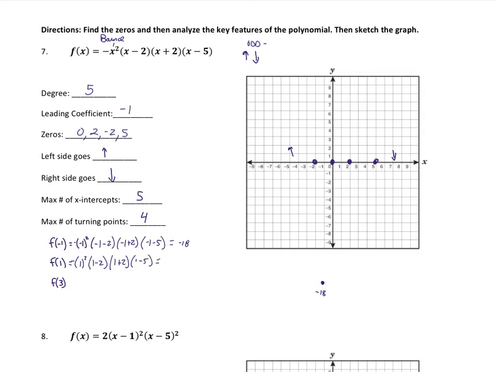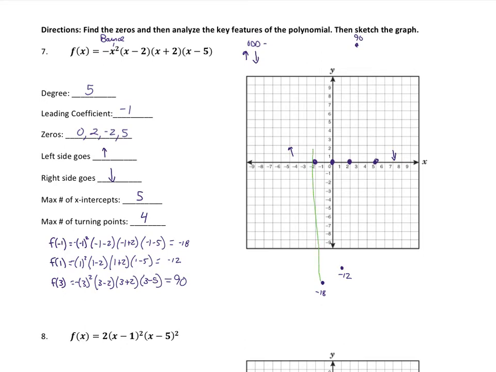We'll plug in positive 1, so that's negative 1 times negative 1 is positive 1 times 3 is positive 3 times negative 4 is negative 12. So now when x is negative 1, y is negative 18. When x is 1, y is negative 12. We're going to plug 3 in there. And that is going to give us negative 9 times 1 times 5 times negative 2. So that's going to be positive 90. Since that goes way off the graph, we'll just put it up there.